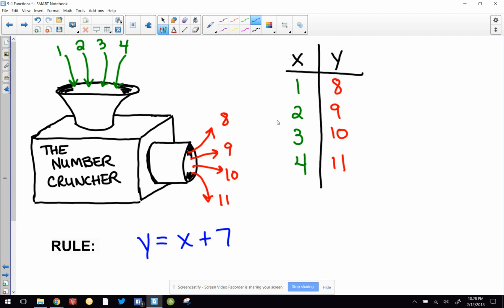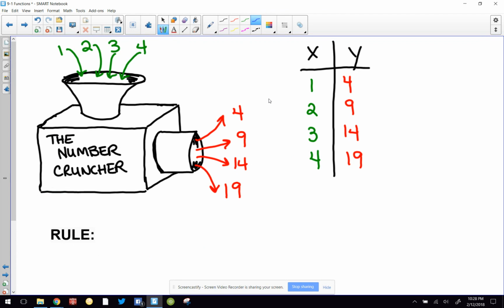So really it's just an equation that relates the inputs or the domain values to the outputs or the range values. So every time I put an x into this function, my function adds 7 to it and spits out the output y.